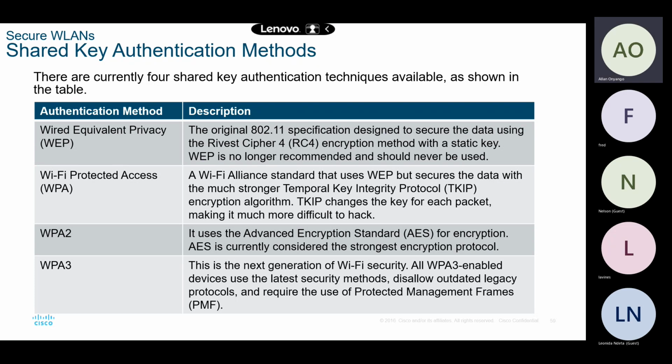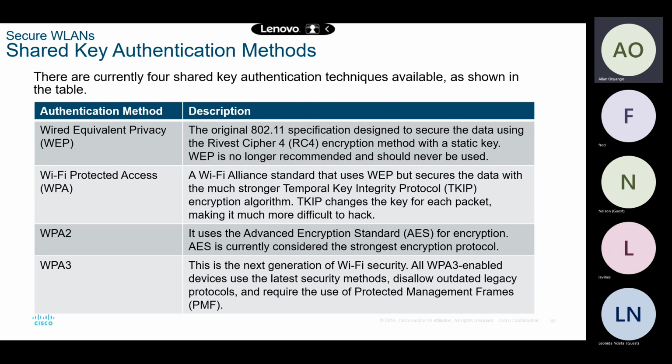Then we have the second one, which is called WPA, the Wi-Fi Protected Access, which normally uses a much stronger key, the TKIP, the Temporal Key Integrity Protocol encryption algorithm, which changes the key for each packet, and it makes it much more difficult to hack into. But this was WPA version 1.